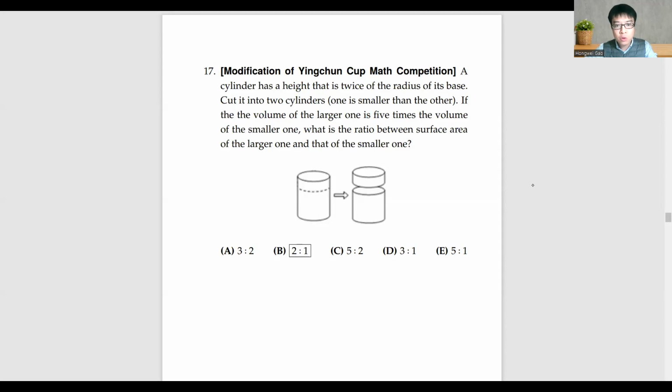Cut it into 2 cylinders. If the volume of the larger one is 5 times the volume of the smaller one, what's the ratio between the surface area of the larger one and that of the smaller one? So let's do a review for the volume and the surface area for a cylinder.